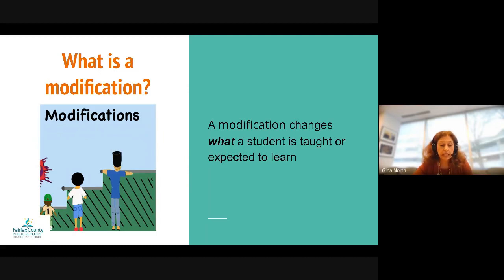Modifications in testing often mean that a student covers less material or material that is less complex. For example, a spelling test may require the class to study 20 words. However, a student with modifications might only have to study 10 of those. Or there might be 2 different lists of spelling words. With a modification, what the student is testing on is different.